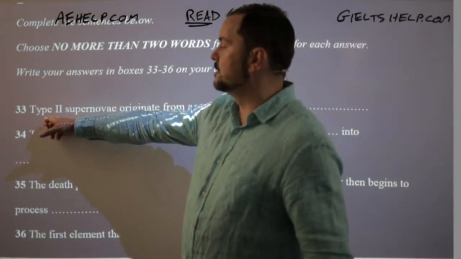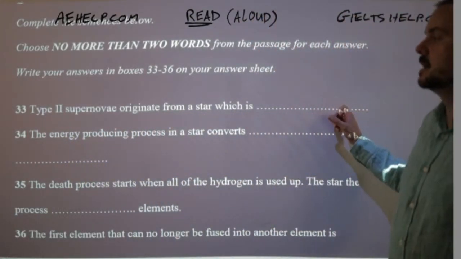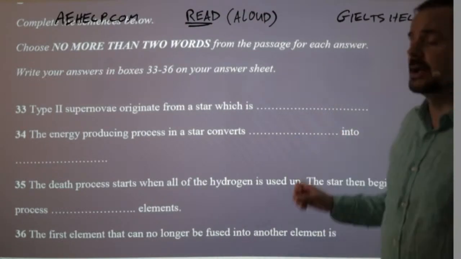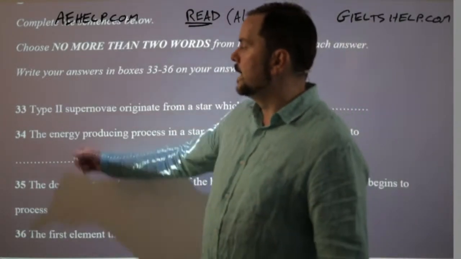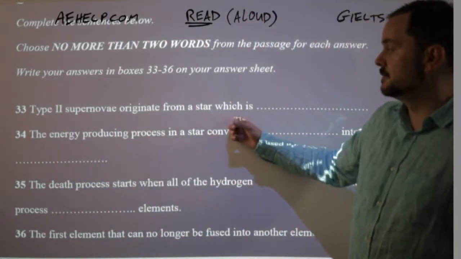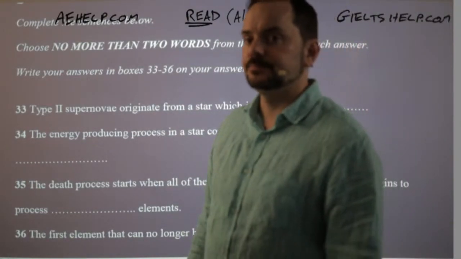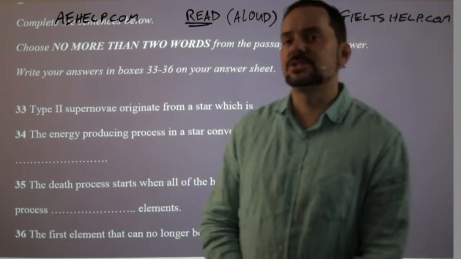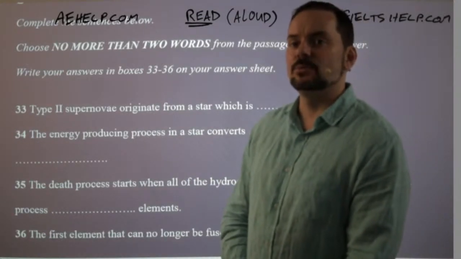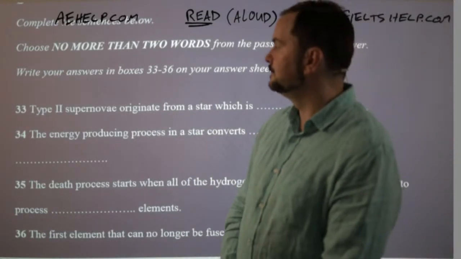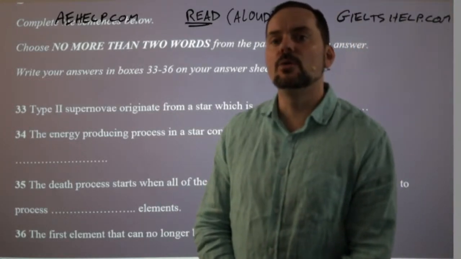So number 33, type 2 supernovae originate from a star which is something. So this is coming from paragraph B. I could search for it. Okay. So type 2 supernovae originate from a star which is what? How would you finish that? Okay. Preeti says dying star. Kashirsha says which is dead. Okay. Yeah, I would go with dying.